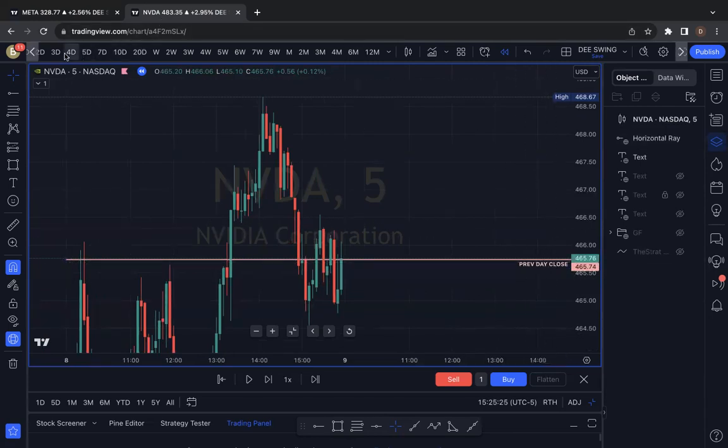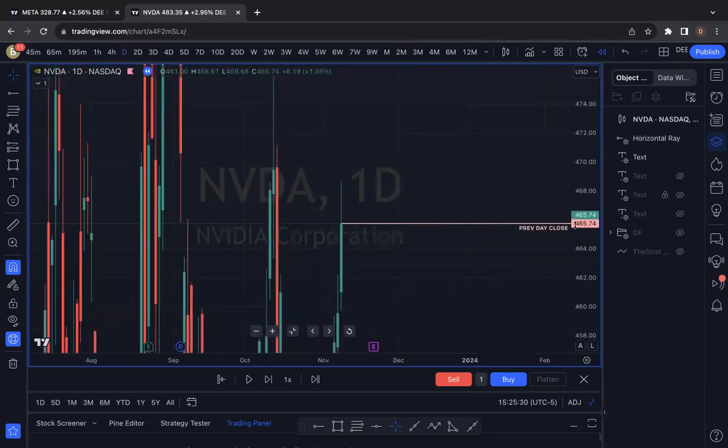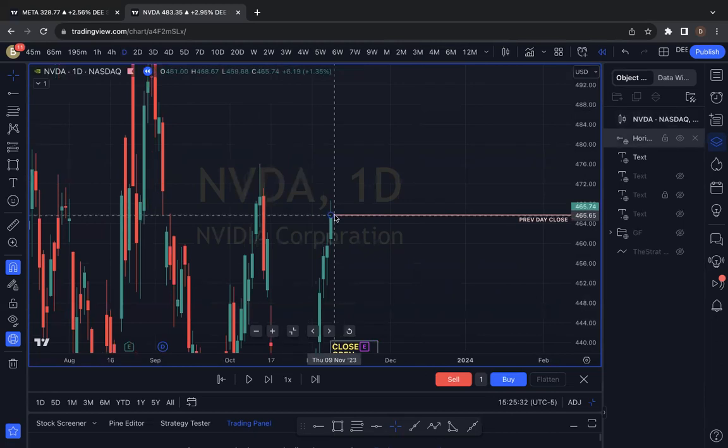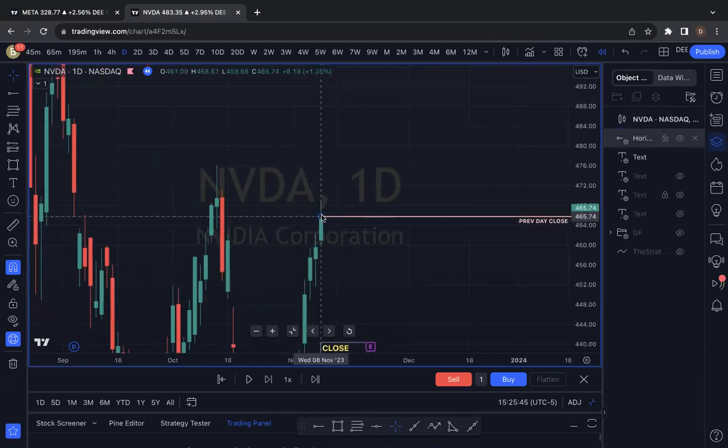And if you want to just double check yourself, if we go back to the daily, we can hover over this candle and then you can see, where is it at? Sorry. If you hover over this candle, you can see the close says, why does it say that? One second.